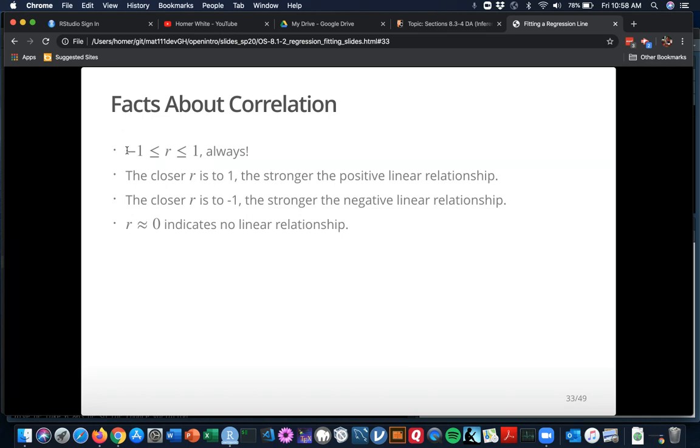Well, the math fact about the correlation coefficient is that it's always between -1 and 1, no way out of it. And the closer the R is to 1, the stronger you'll see that linear relationship being when you look at the scatter plot. And it'll be a positive linear relationship, a rising cloud of points. Now, the closer R is to -1, the stronger the negative linear relationship is. And if the R is around 0, then there's really no linear relationship there.